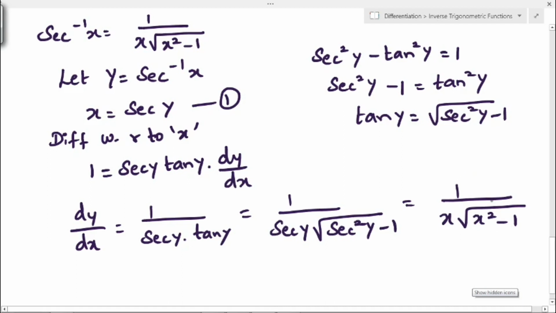In the same way we have to do it for cosecant inverse of x. So this is how we get the derivatives of inverse trigonometric functions.